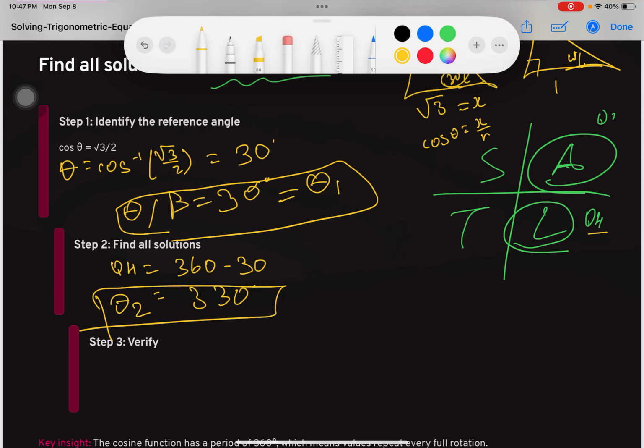That's your answer. Same thing for verifying. You put these values back in the equation. Check your restriction, CAST rule. Are you right? You didn't miss anything. And if you're good with everything, you're good to go.